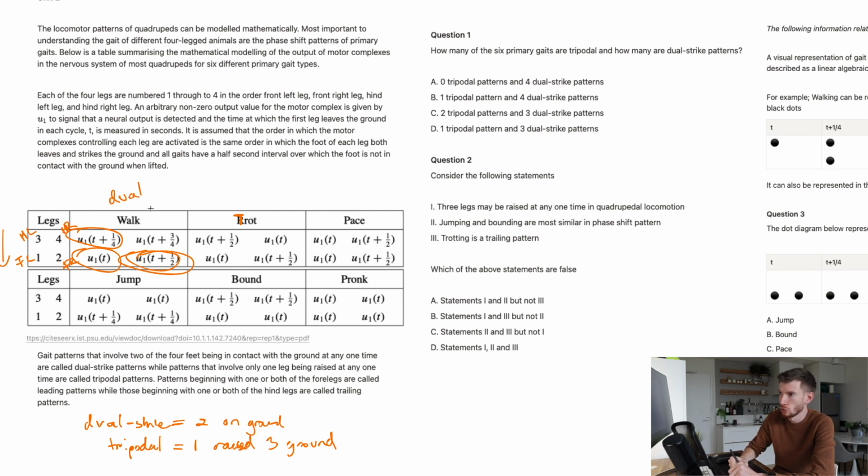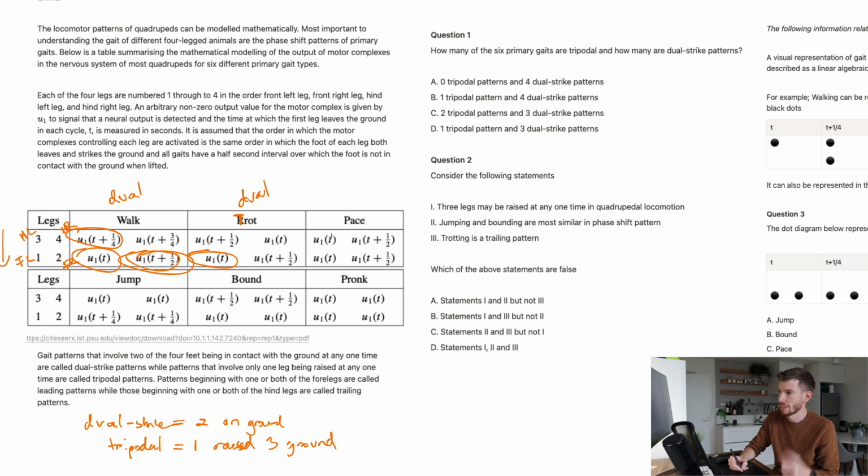So I'm just going to write dual against walk. If I look then at trot, the difference here is the intervals are actually half seconds. So it looks like the first and fourth leg leave the ground, half a second later the third and the second do, but by that time first and fourth will have come back down. So you've always got 2 legs on the ground, so that would be another dual strike pattern.